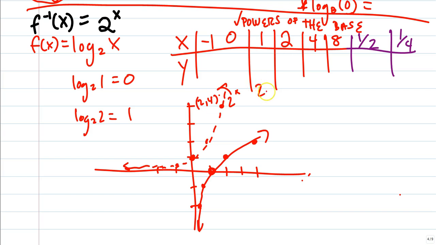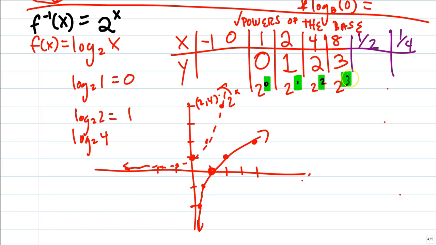I'm going to pick 2 to the 0, 2 to the 1, 2 squared, 2 to the third. Because what's going to happen? 2 to the 0 is 1. So what is log base 2 of 1? 0. 2 is another easy one, right? Because what is log base 2 of 2? 1. What about 4? What is log base 2 of 4? What is log base 2 of 8? Right? 2 to what power? Basically, whatever the exponent is, that's what the y equals.